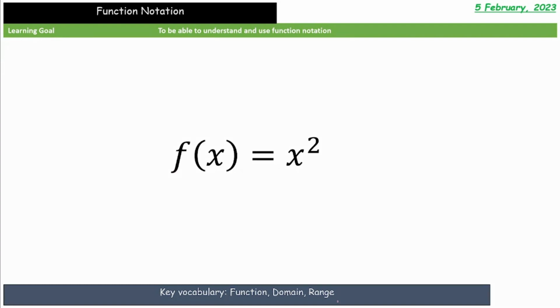So just to recap, our function of x here, f of x, is equal to x squared. All that means is if I wanted to find out the output when x equals negative 3, instead of writing all this, I could just say f of negative 3, and then I could do my maths, which in this case is negative 3 squared, which is 9. So it's a faster way to write our substitution.